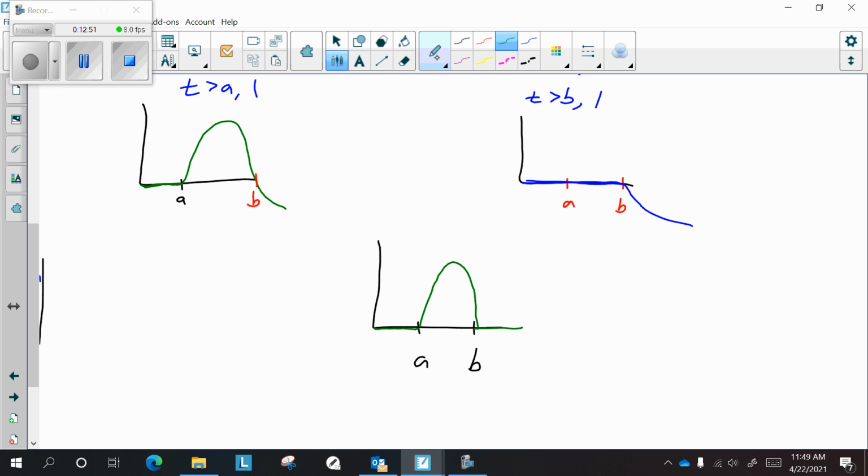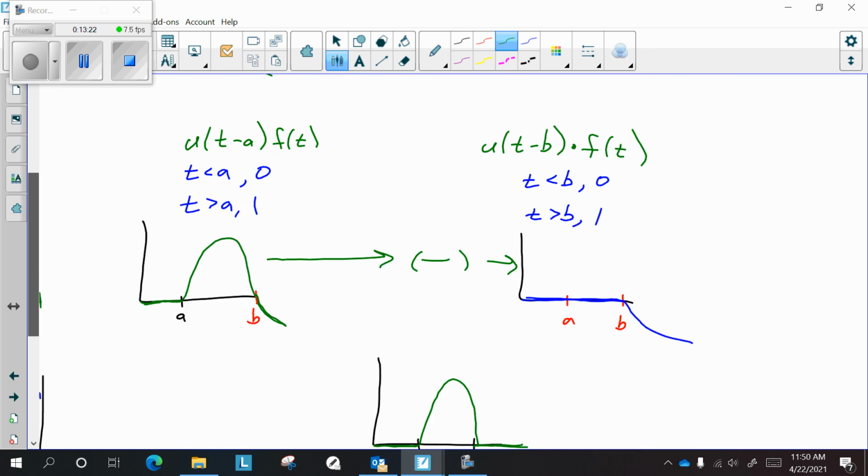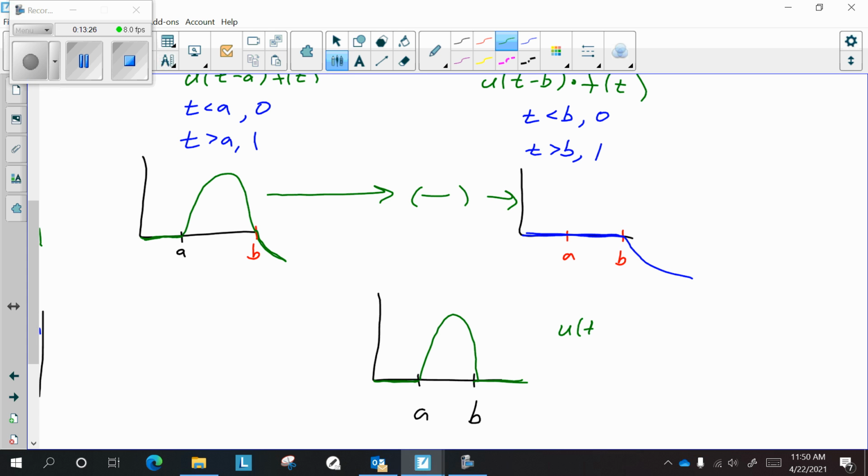Well, notice if we take this graph and subtract that one, in this first section, 0 minus 0 will give us 0. In the second section, this hump minus 0 will give us that hump. In the section on the right, this and that match, so anything minus itself will be back to 0. So if we want that window from A to B, then we can do u of t minus a times our function, minus u of t minus b times our function.